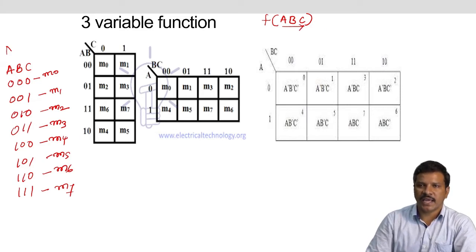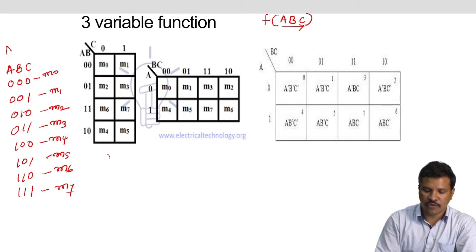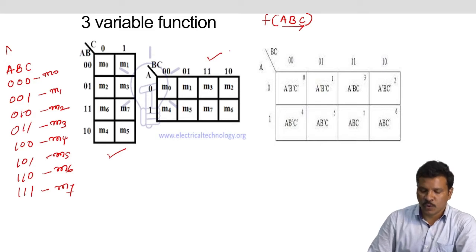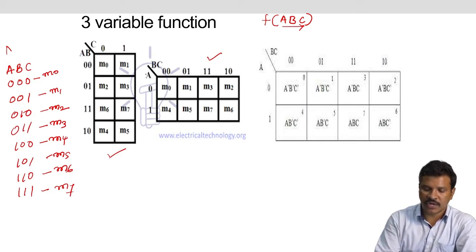So we can create the K-map square boxes for this 3 variable function. 3 variables means we can have 8 boxes. The 8 boxes must be taken as either 2 rows and 4 columns, or 4 rows and 2 columns. So this is the 4 rows and 2 columns way, and this is the 2 rows and 4 columns way. In the 2 rows and 4 columns representation, take A on the row side and BC on the column side.